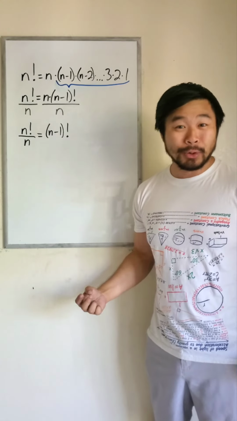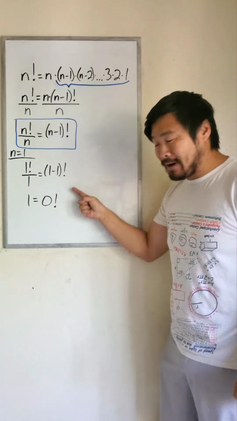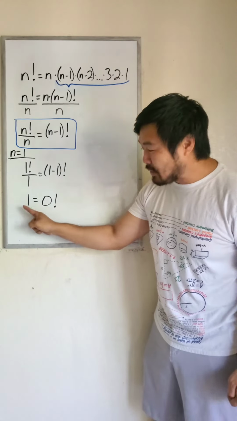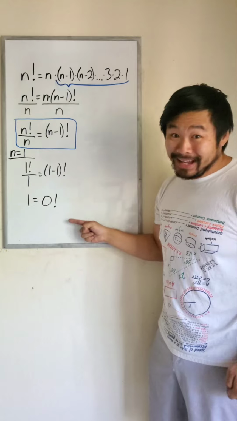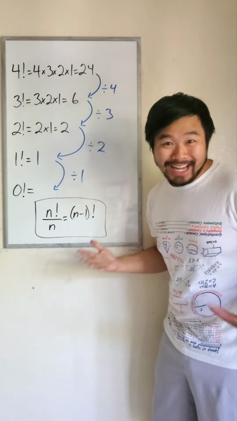Now let's have n equal 1. And when we do that, we get 1 on the left side and 0 factorial on the right side. So we see 1 equals 0 factorial. Now, take note of this over here. This pattern is this formula in action.